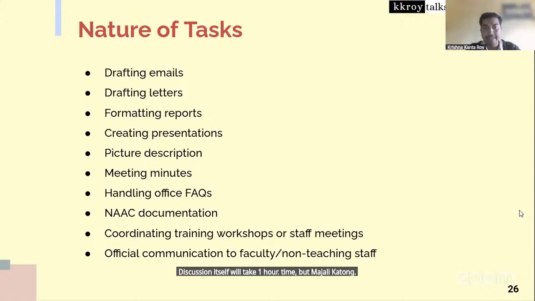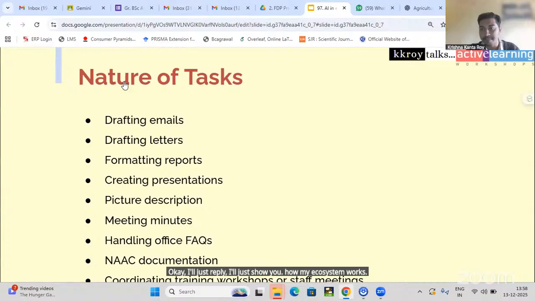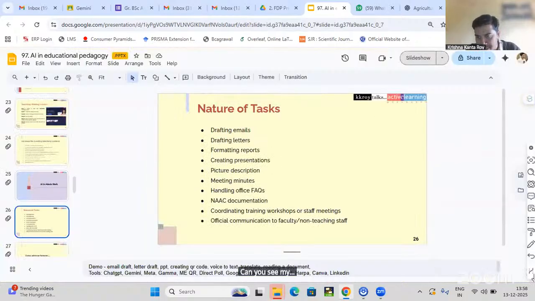Can you see? I'll just show you how my ecosystem works. मान लीजिए, अच्छा, सबसे पहले मैं आपको दिखाता हूँ. Can you see my cursor? देखिए एक बार. Can you observe my cursor? What is happening?